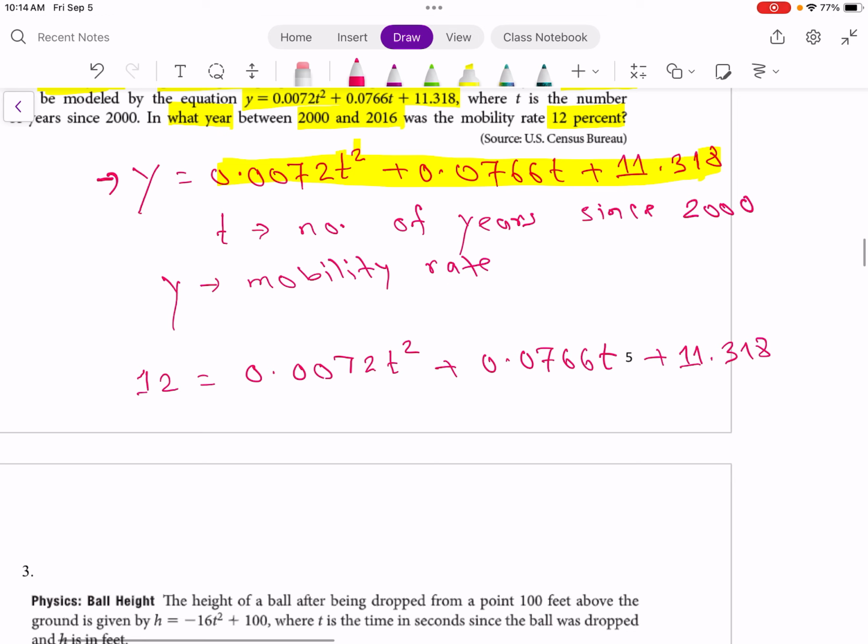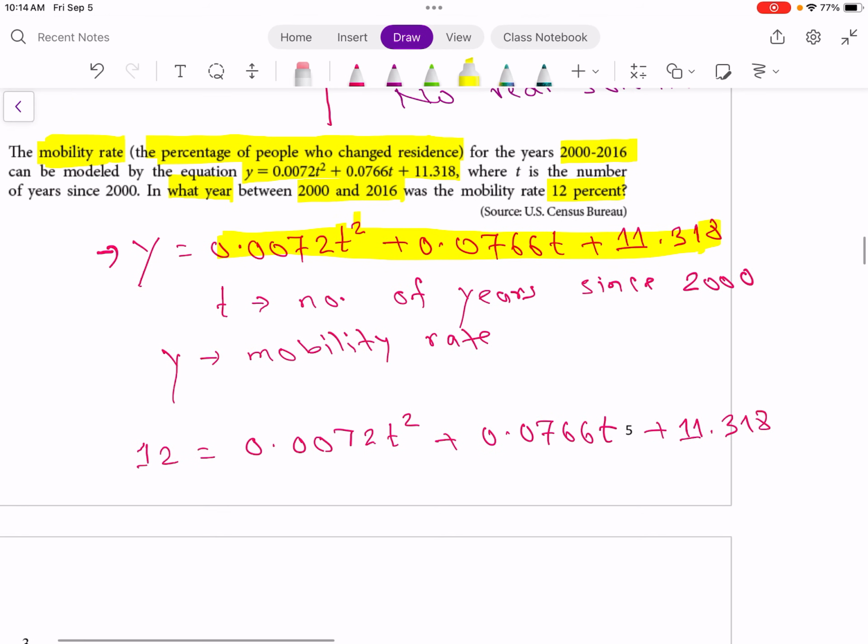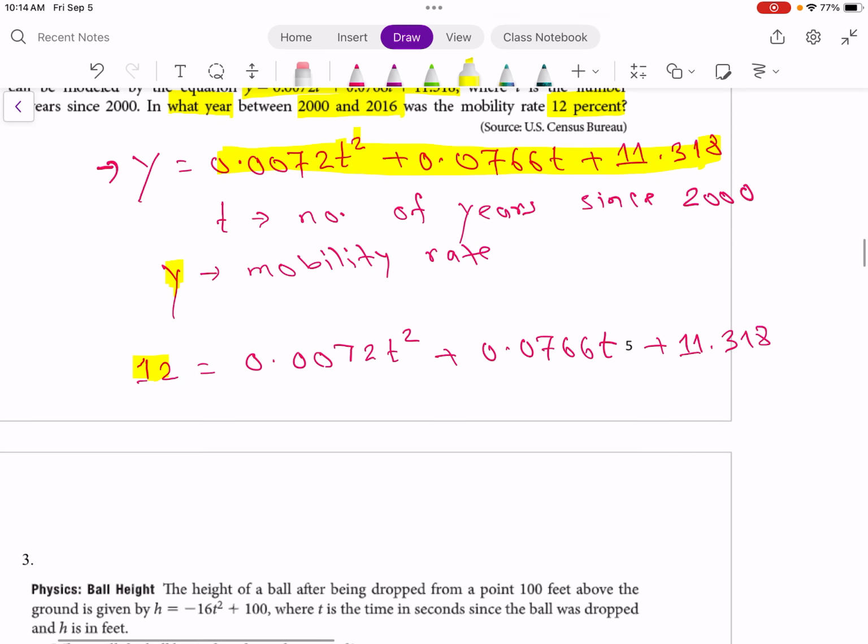Okay, any question here? Yes. You write the 12 as 12 or 0.12? Now let's go back. So how do they define y? So y is the mobility rate. It is the percentage of people. It's not the decimal, okay? So we have the 12%. So y is in percentage. So for y, you replace 12. If your y is in decimal, then you're going to write 0.12. But our y is in percentage. Okay?